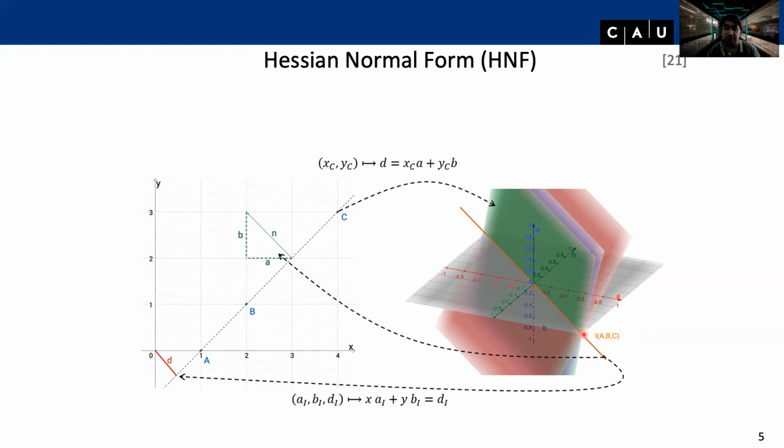And the computation is quite simple, because you say the distance delta here is the linear combination of the x coordinate of a specific point, let's say the point C, times A, this direction, plus the y coordinate of this point C times B, this direction that we have here, or this distance, to be precise.